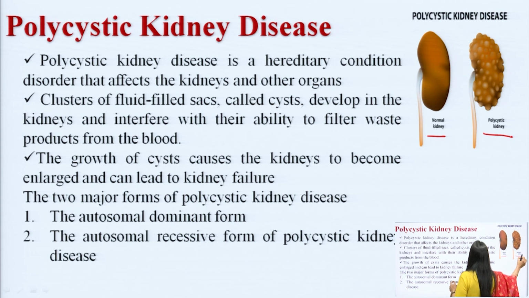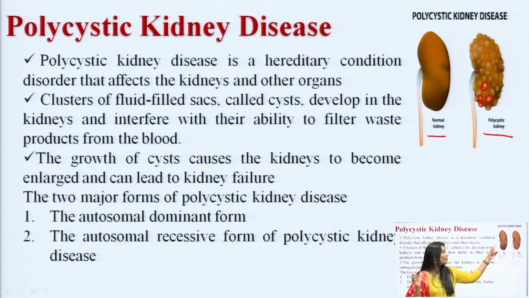In a polycystic kidney, what happens? These are the fluid sacs, as you are seeing here. Fluid-filled sacs are called a polycystic kidney. What is going to happen here? The growth of the cysts causes the kidney to become enlarged, because cysts have formed. The growth of the cysts causes the kidney to become enlarged, which will cause kidney failure.